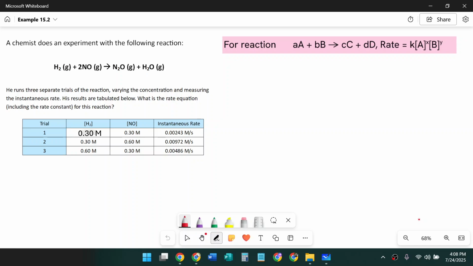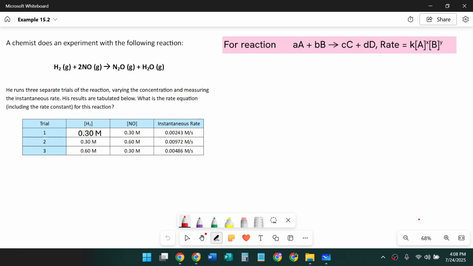This is example 15.2 from Discovering Design with Chemistry. A chemist does an experiment with the following reaction, and it gives the reaction. He runs 3 separate trials of the reaction, varying the concentration and measuring the instantaneous rate. His results are tabulated below. What is the rate equation, including the rate constant, for this reaction?